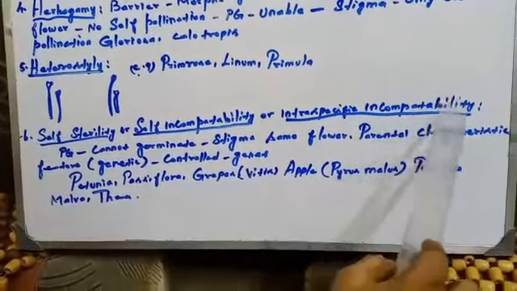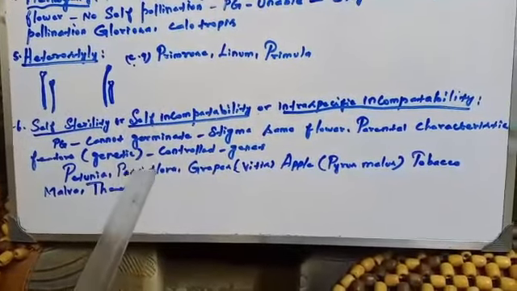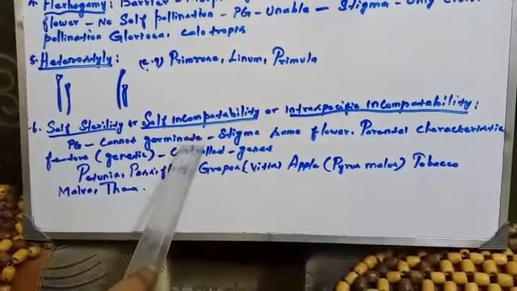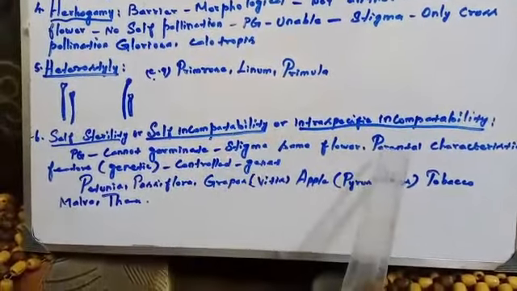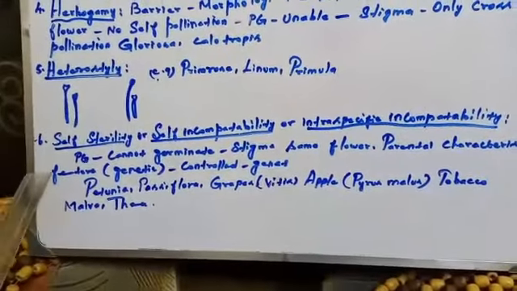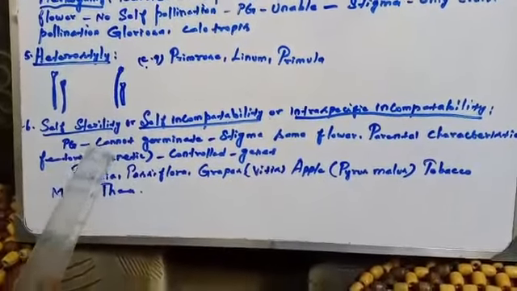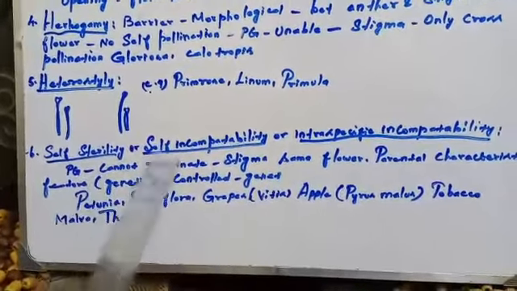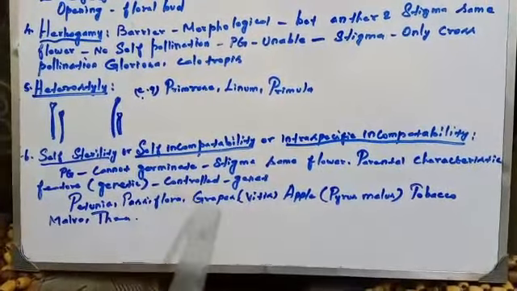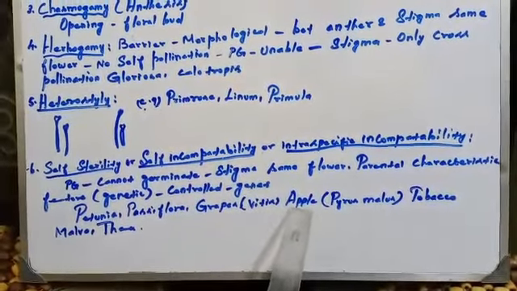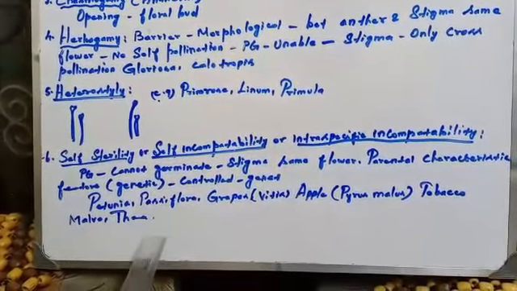Even though the pollen grain falls on the stigma of the flower, it cannot germinate. Yes, that is what takes place in the same flower. So, this is one of the parental characteristic features, that is, it is genetic. Generation after generation, they get this character from their parents. And it is controlled by genes. Example, petunia, passiflora, grapes, that is Vitis, apple, Pyrus malus, tobacco, then Malvaceae and Theaceae.